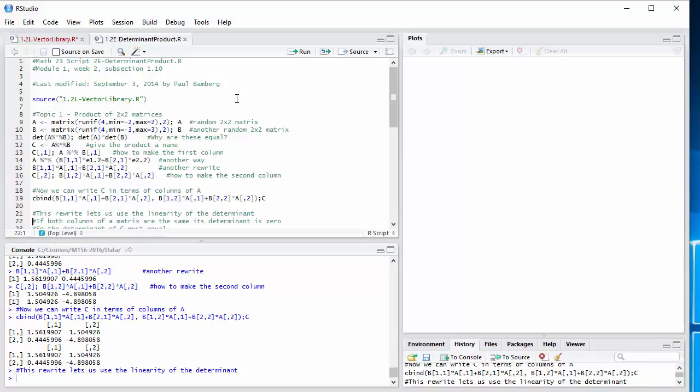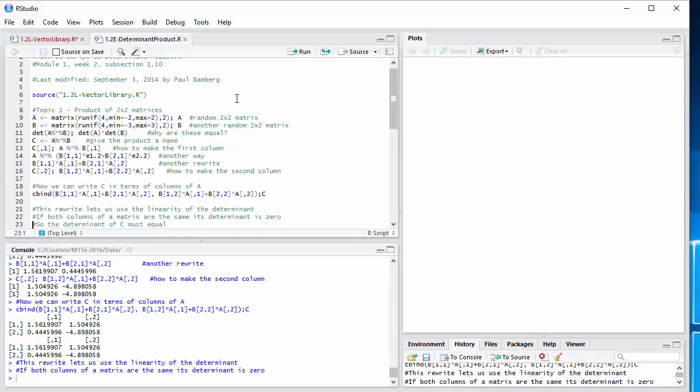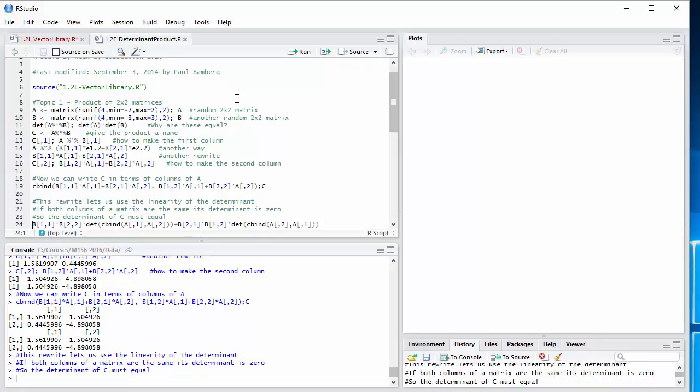Why did we do this? Because finally we can exploit the linearity of the determinant. Remember, the determinant of a matrix is a function of the columns of the matrix, and it's a linear function. That means that when I take the determinant of this matrix C, I can expand the result above into 4 terms, one with B1,1 and B1,2, one with B1,1 and B2,2, one with B2,1 and B1,2, and the last one with B2,1 and B2,2.